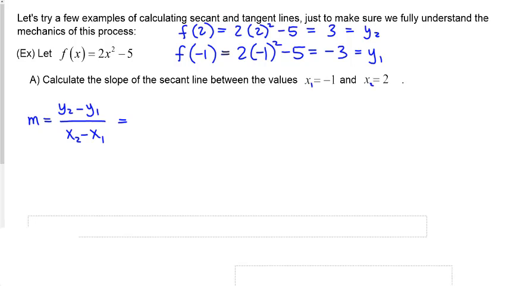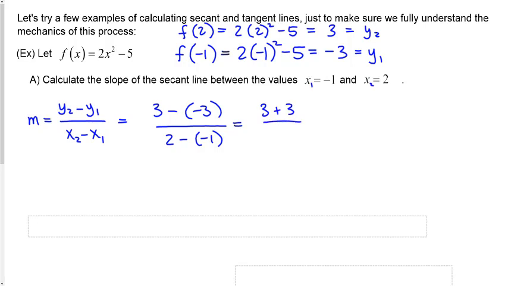It doesn't much matter what order you put the x1 and y1 in, as long as you're consistent. You just have to make sure you get the negatives taken care of. So I called y2 was 3, and y1 was negative 3. x2 was 2, and x1 was negative 1. So I plugged my values in. Now I just need to be careful with the negatives. So 3 plus 3 over 2 plus 1, that is going to be 6 over 3. So I have a slope of 2 between these points.